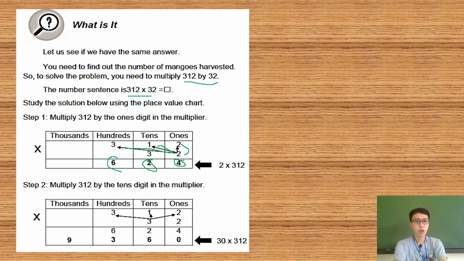Then step 2. Multiply 312 by the tens digit in the multiplier. Okay, so since we don't have an answer here, let's put 0. Okay, so 3 times 2 is equal to 6. 3 times 1 is equal to 3. And then 3 times 3 is equal to 9.